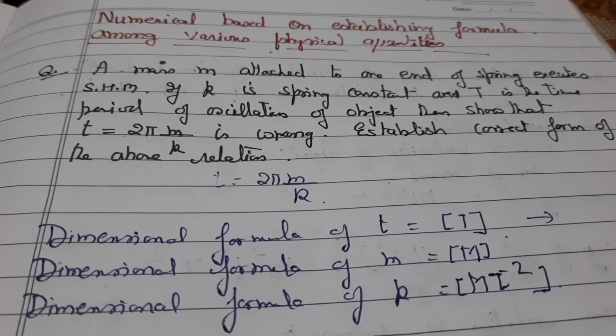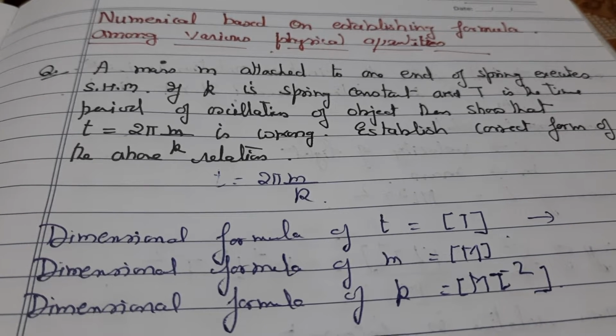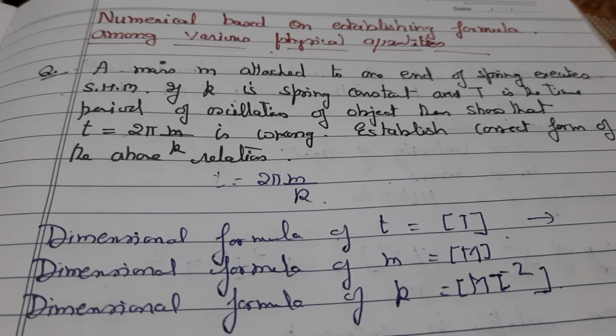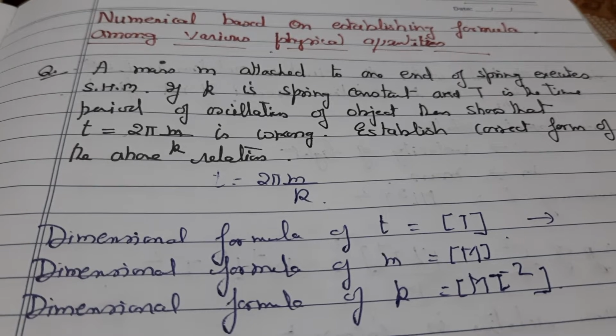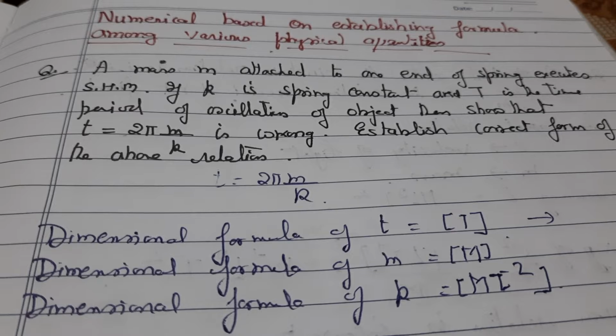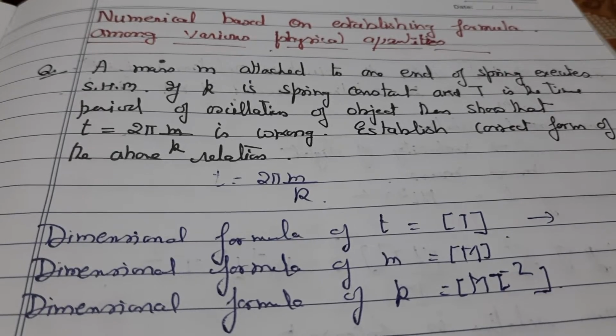First numerical: a mass m attached to one end of a spring executes simple harmonic motion. The meaning of SHM is simple harmonic motion. If k is the spring constant and t is the time period of oscillation of the body, then show that t is equal to 2 pi m by k is wrong. We will prove by the dimensional method that this formula is not correct, and we will also find the correct formula. Okay, so here it was given t is equal to 2 pi under root m by k.